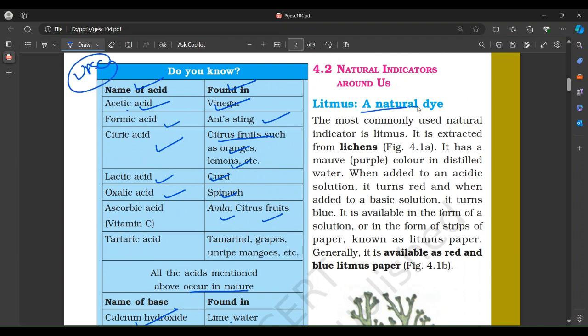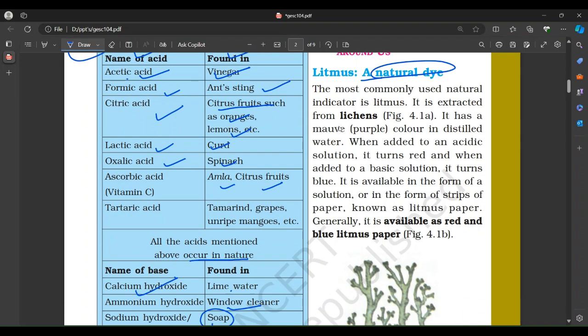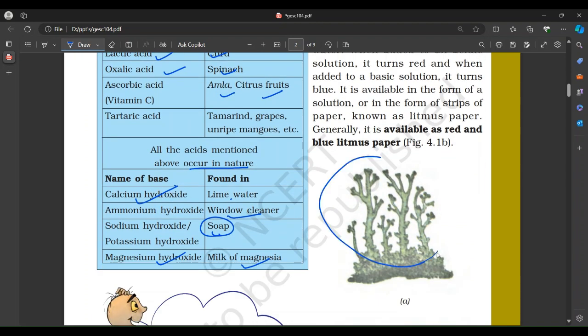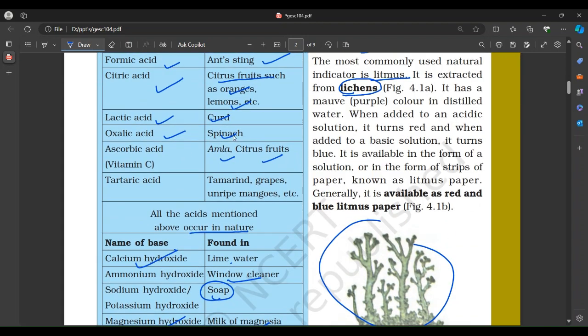Now litmus, a natural dye. How do we get this litmus? The most commonly used natural indicator is litmus. It is extracted from lichens. Observe this picture, this is a lichen. It has a mauve or purple color in distilled water. When added to an acidic solution, it turns red. When it is added to a basic solution, it turns blue. So remember that in acid it turns red, and in base it turns blue.